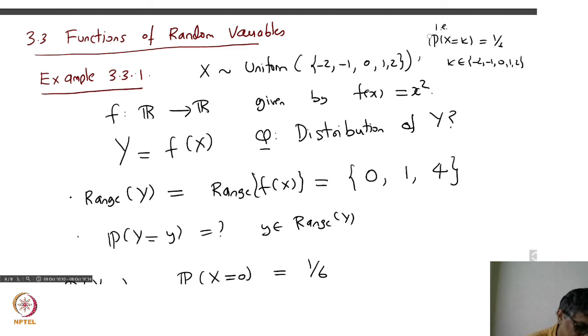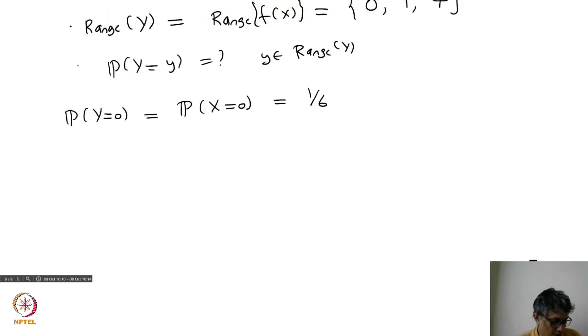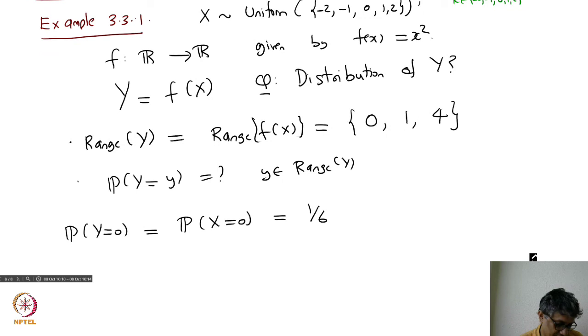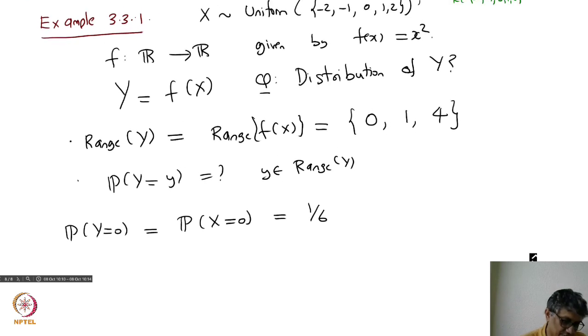I'll rewrite this in green so it's clear. That is an observation. Uniform means the chance that x is equal to k is 1/6 for k in -2, -1, 0, 1. So in this example, if y is equal to 0, that means x has to be 0. It can't be anything else. So that's 1/6.